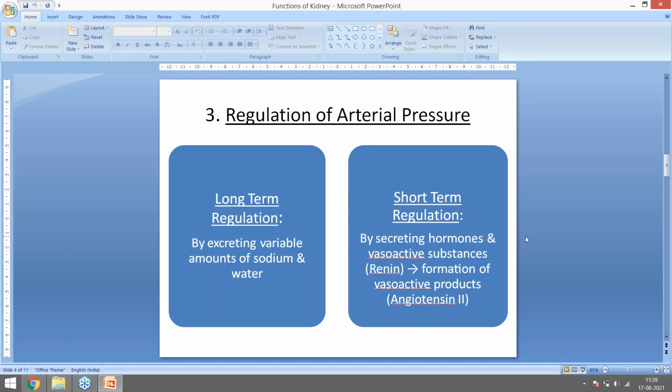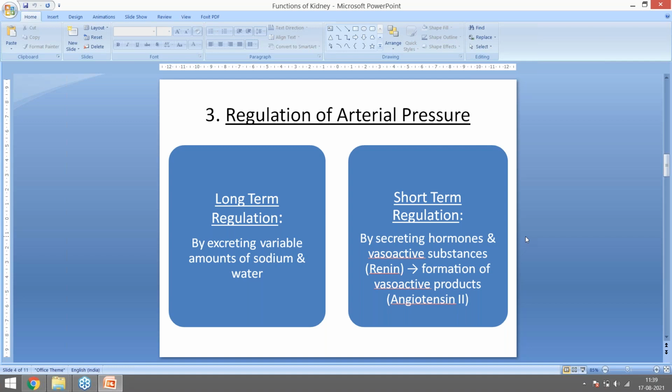Then kidneys have a very important role in regulation of arterial pressure. So they are involved both in the short-term and long-term regulation. Right now, I'm only enumerating the functions. As the further lectures happen in the excretory system, you will learn the mechanisms of each of these functions. So don't worry at this point of time. We are just enumerating the functions, okay?